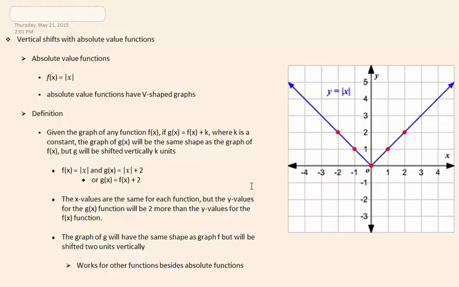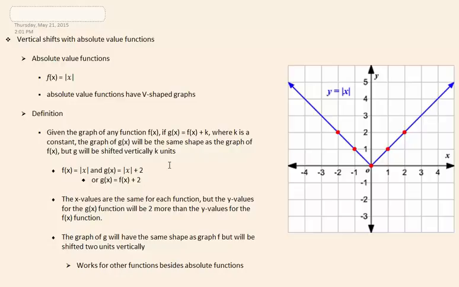So if we look at this example where we have f of x is equal to the absolute value of x, and g of x is equal to the absolute value of x plus 2, we'll see that the plus 2 takes the place of k, and k is our vertical shift. So a positive 2 would indicate that we would shift our original function 2 units in the upward direction. If 2 was a negative, we would shift our original function 2 units in the downward direction.